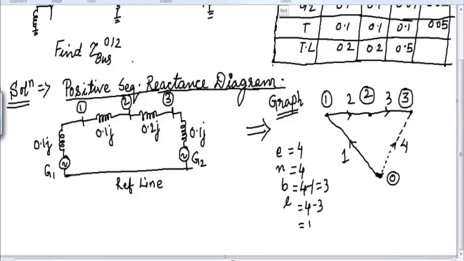Now we have to write all the values which are associated with this particular positive sequence reactance diagram here and start our solution for the Z bus using algorithm. So I will write here one by one values. You can see the first value is 0.1 J, because between 1 and reference this is 0.1 J. Then this is also 0.1 J. Then from 2 to 3 it is 0.2 J, and again 3 to reference it is 0.1 J. So in this way we have written all the values which are associated with this graph, and now we can start finding our Z bus by using the algorithm technique.